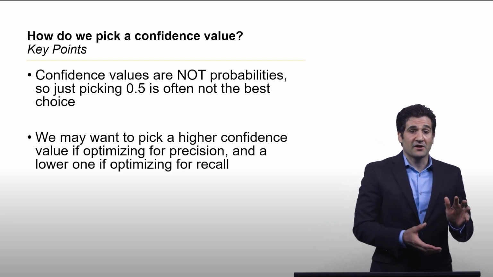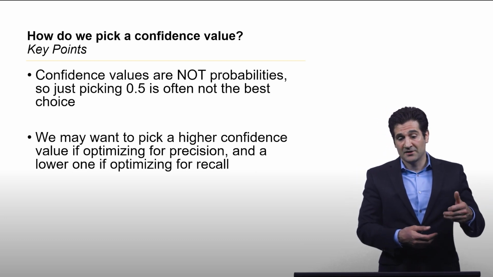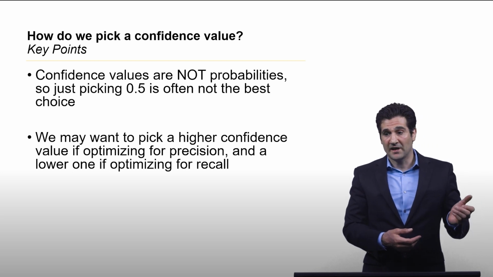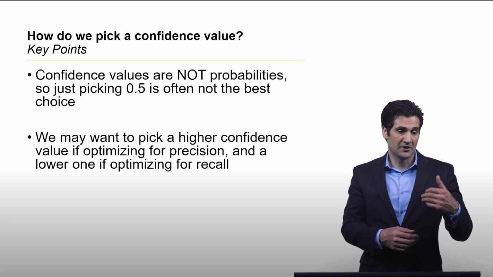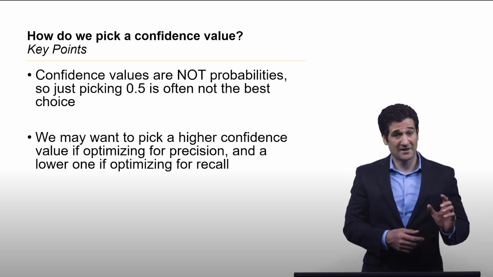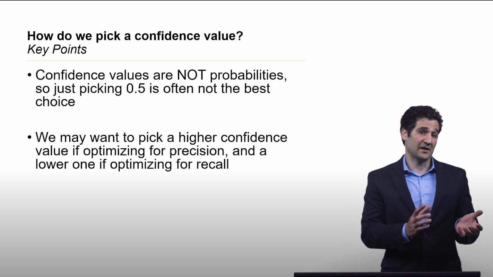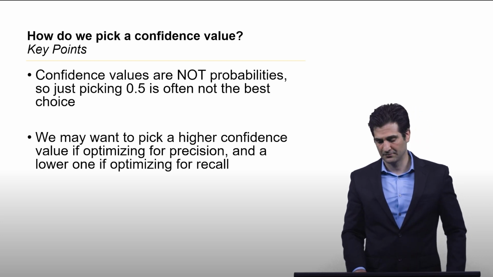Now, think of a different case where maybe we're looking at medical diagnosis. In that case, it's okay if we have a false positive saying that a patient has cancer, because then we examine that patient further. But we don't want to rule out cancer if the patient actually has it. So in that case, we want to optimize for recall, and maybe we'd want a lower confidence value.